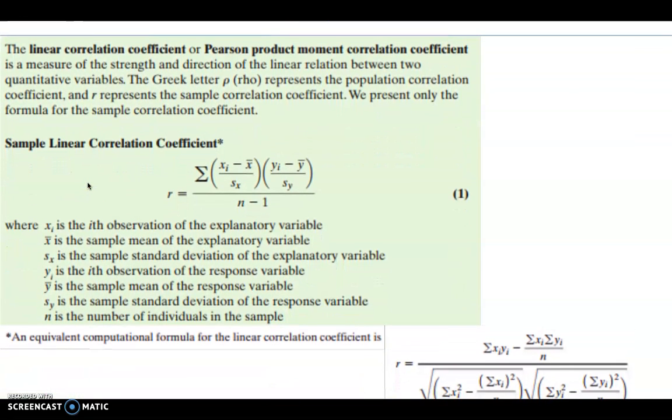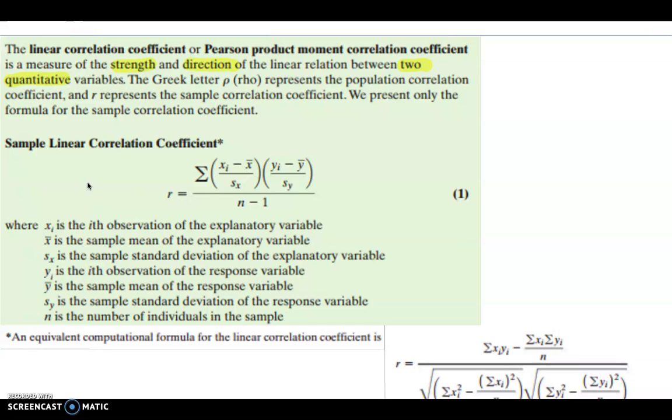Now, when we have something that is linear, there is this idea called a linear correlation coefficient, or the Pearson product moment correlation coefficient. We're going to call it the correlation coefficient, is what you'll hear me say. And that is a measure of the strength and direction of the linear relationship between two quantitative variables.